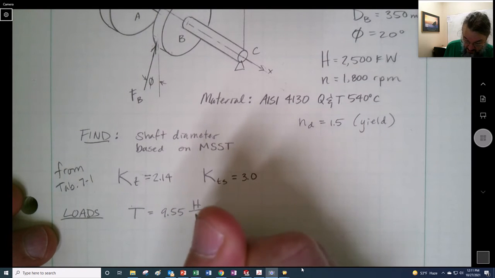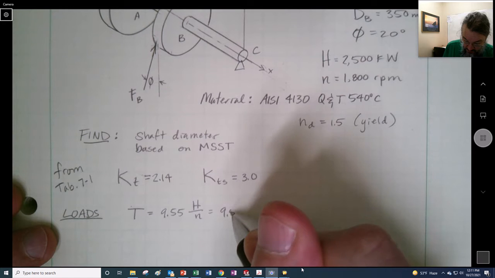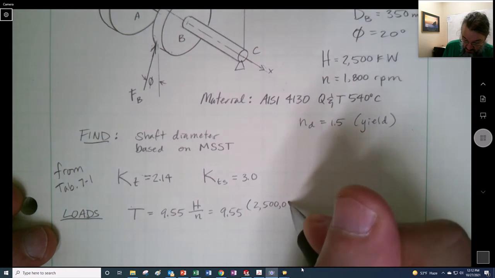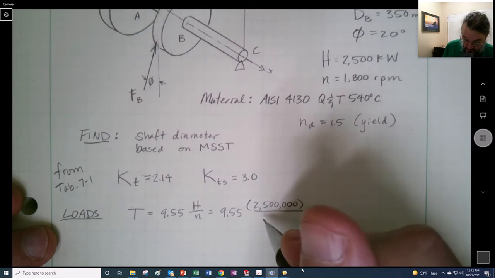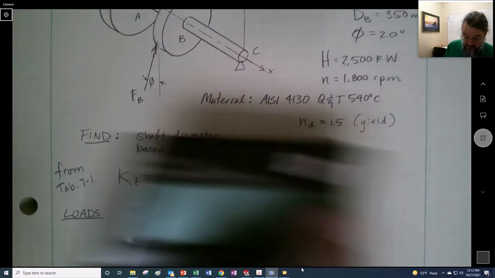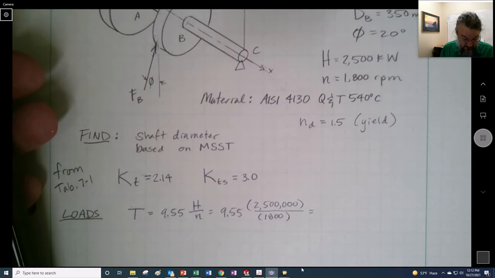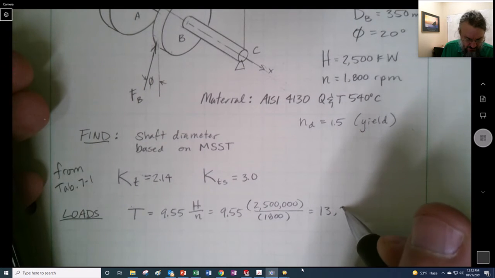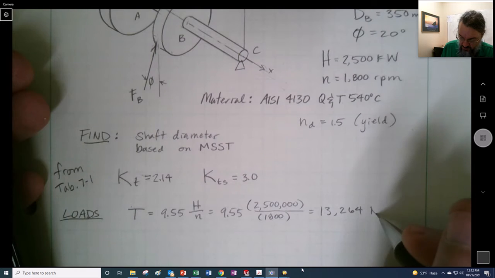So the torque is equal to 9.55 H over N. That's 9.55 times 2 million watts, divided by 1,800. And I get 13,264 Newton meters.